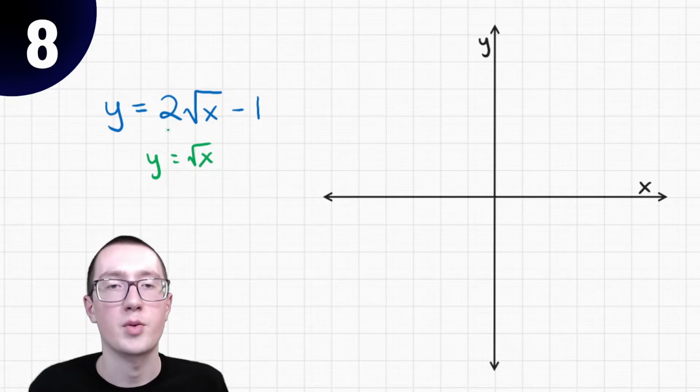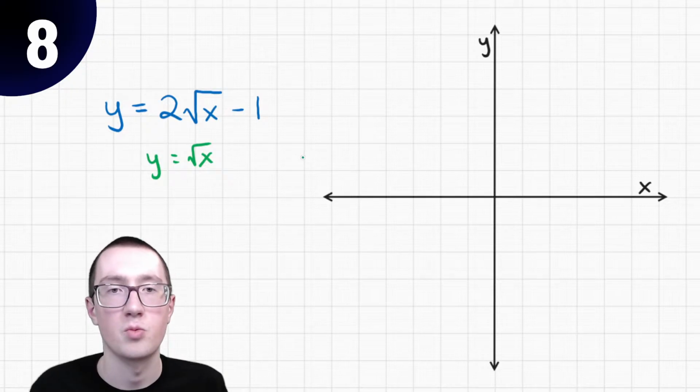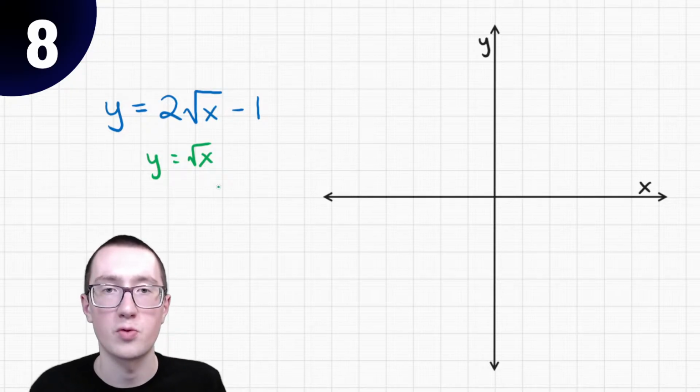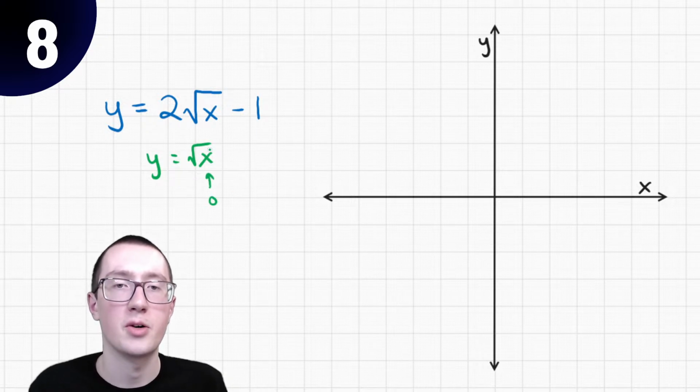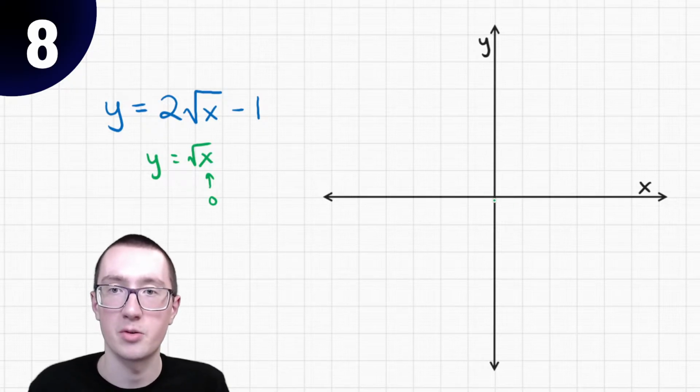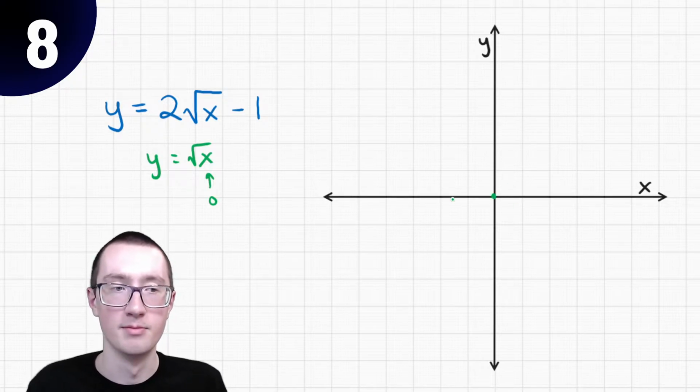So first, let's graph our parent graph, y equals the square root of x. How do we do this? Well, we'll just do what I was saying before. We plug in numbers and see what we get. So what if we plug in 0? If we plug 0 in for x, then we'll get the square root of 0, which is 0. So (0, 0) is just right in the middle.